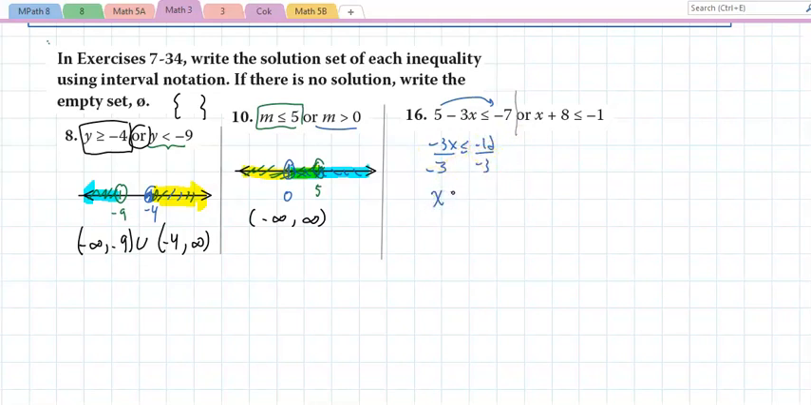And that would mean x is greater than or equal to 4. I got the first solution. Let me go for the second. Here, I move the 8 over, and this reads x is less than or equal to negative 8 minus 1, which is negative 9.